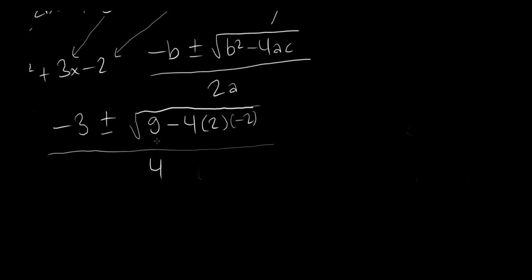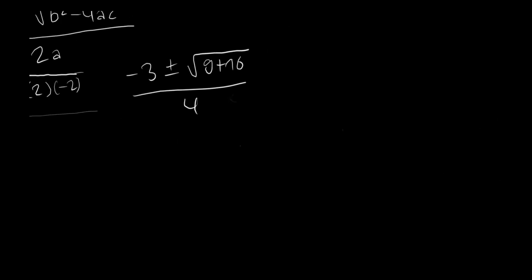Now, let's just try and simplify this. Negative 3 plus minus. Now, negative 4 right here times 2 is negative 8. Times negative 2, we know that a negative times a negative will become a positive, so negative 8 times negative 2 is positive 16. We will have 9 plus 16 over 4. And now that we have this, let's simplify it even further. 9 plus 16 will be 25.